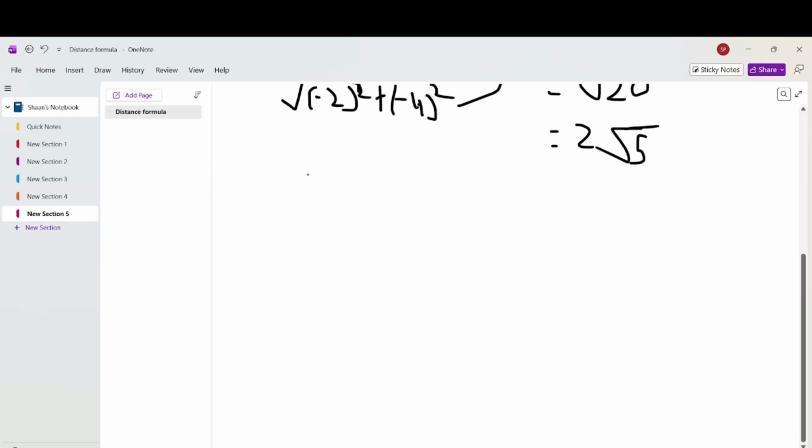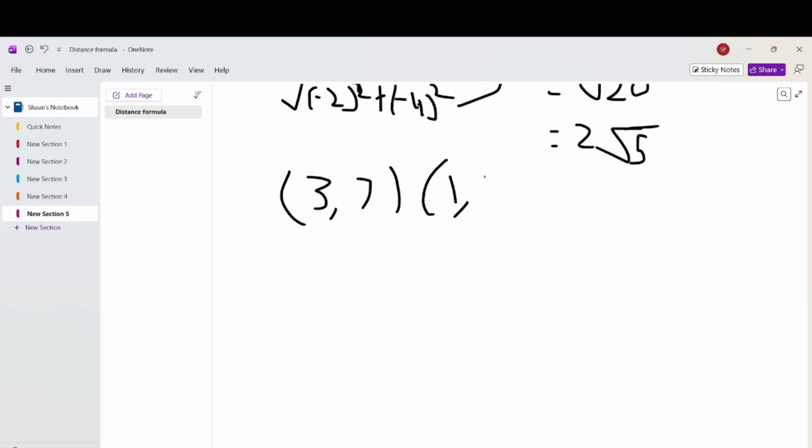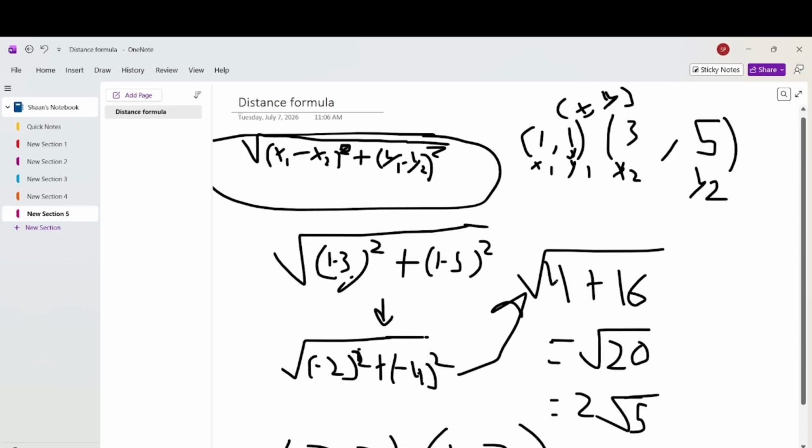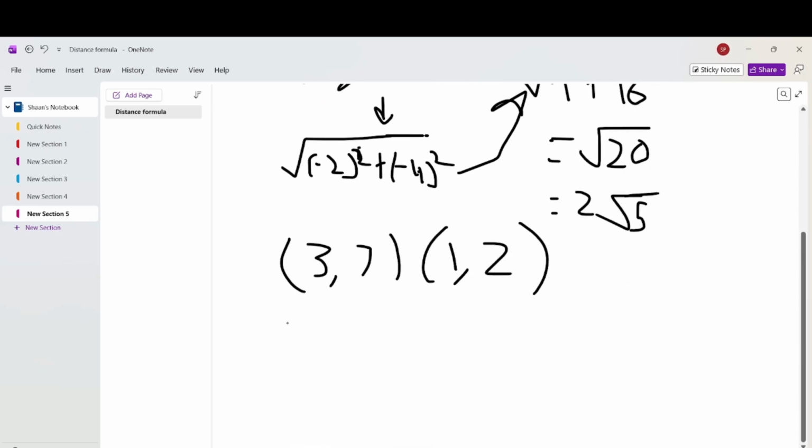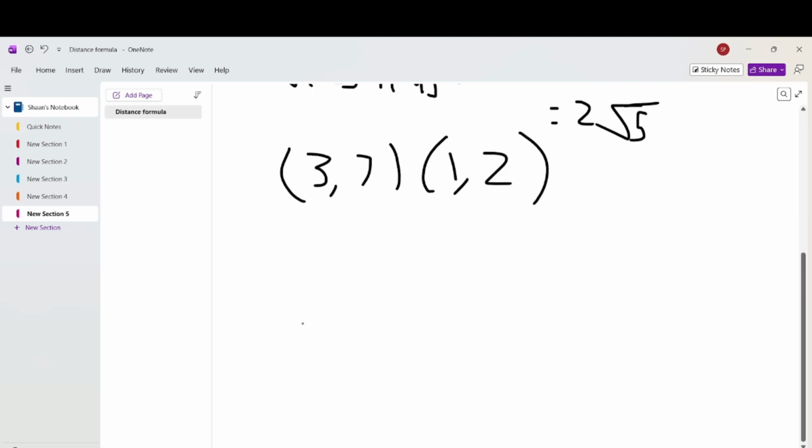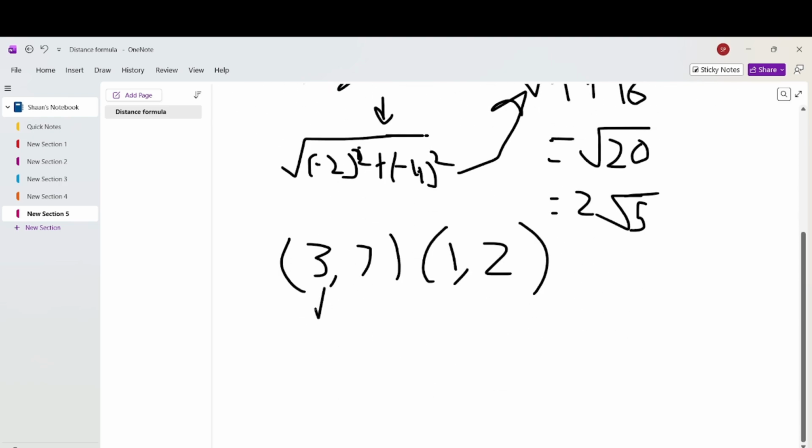So now let's try a different problem. Let's say we have the points (3, 7) and (1, 2). Again, we can't really eyeball the distance between these 2 points, so we're going to have to put it in this equation. First, let's establish what is x1, x2, y1, y2. Well, our first x point here is x1.